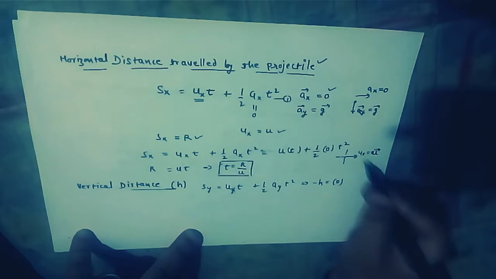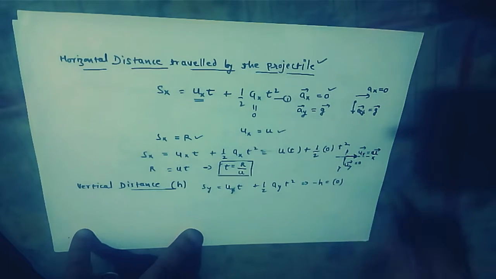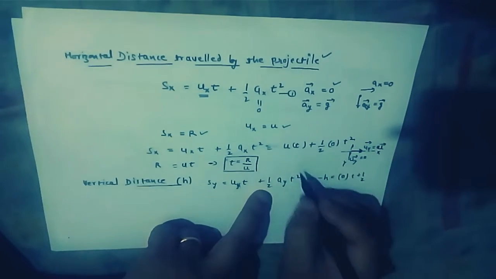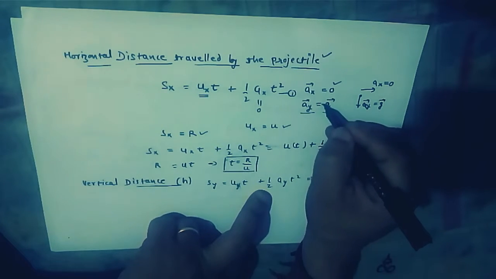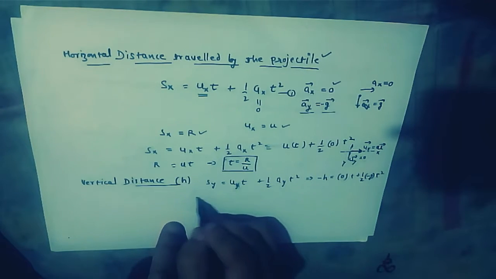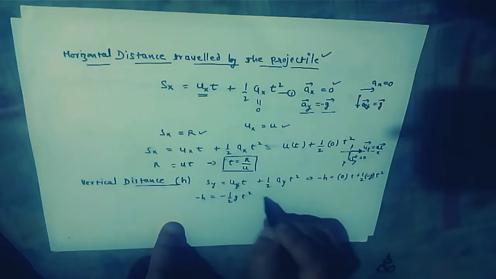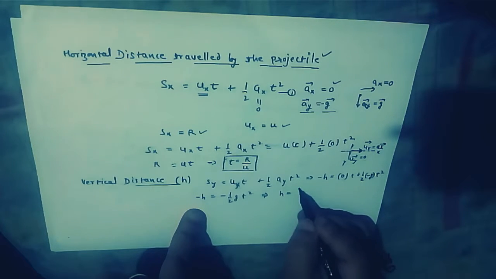So there is no acceleration along the y-axis initially; it was only moving along the x direction, and along the y direction there is no velocity. So here uy is 0, plus half ay t square. I already said ay is g, moving in the downward direction, so that is minus g into t square. So minus h is equal to minus half g t square, so h is equal to g by 2 t square.